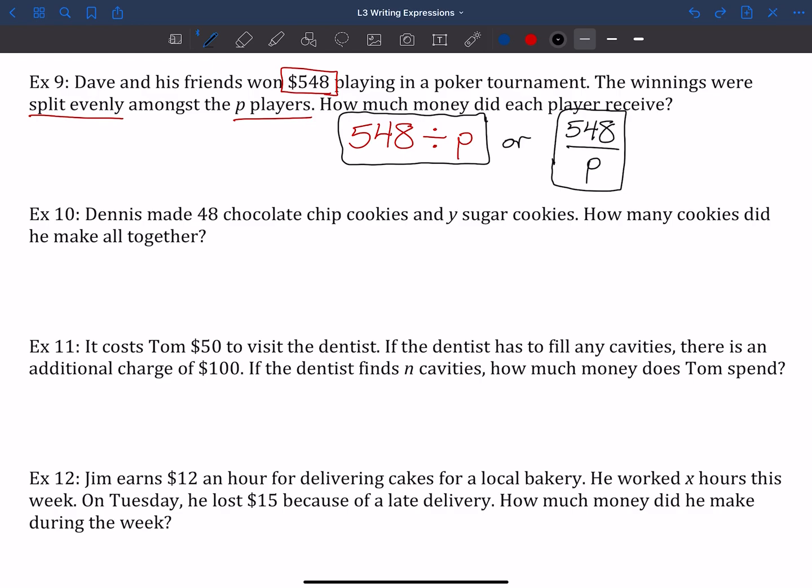So hopefully you did that. So Dennis made 48 chocolate chip ones and Y sugar ones. So if I'm trying to talk about the total number, right, think about what the word total means. When you go to a store and they're totaling things up, you're adding all the costs together. That's exactly what we're going to do here, right? This is 48 and Y, right? If you add them together, that'll give you the entire amount. That's what we're going for on this one. Okay.